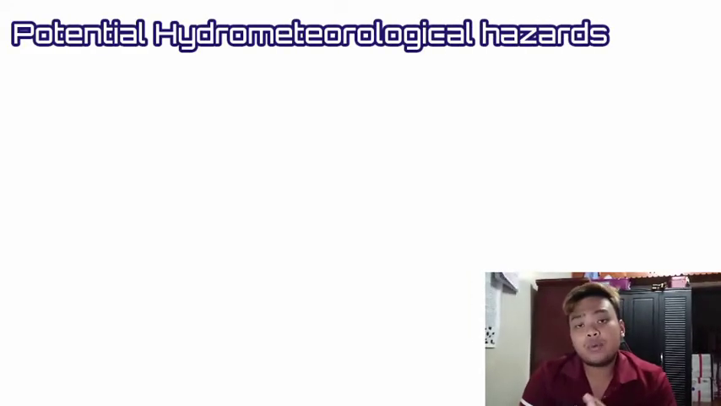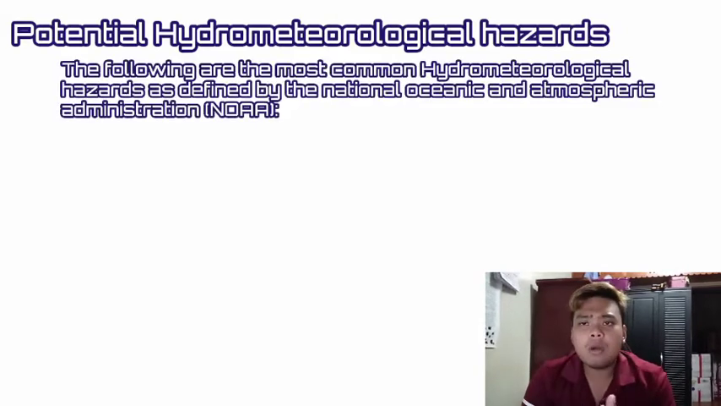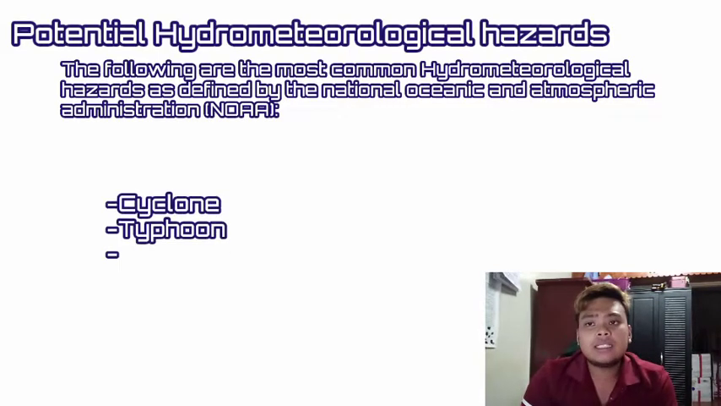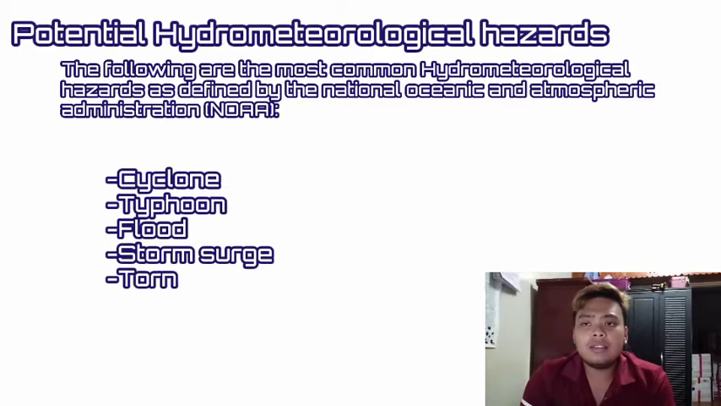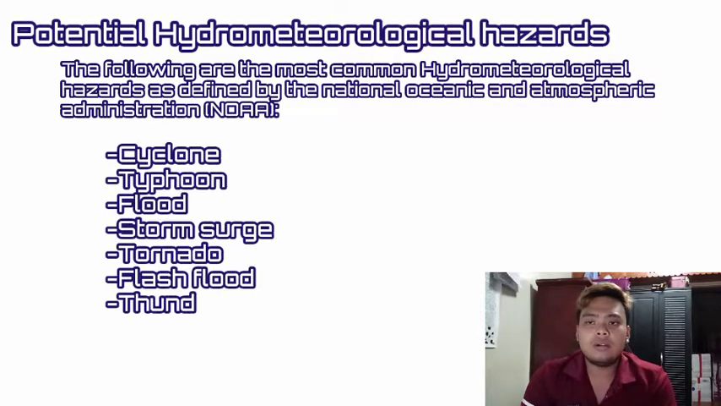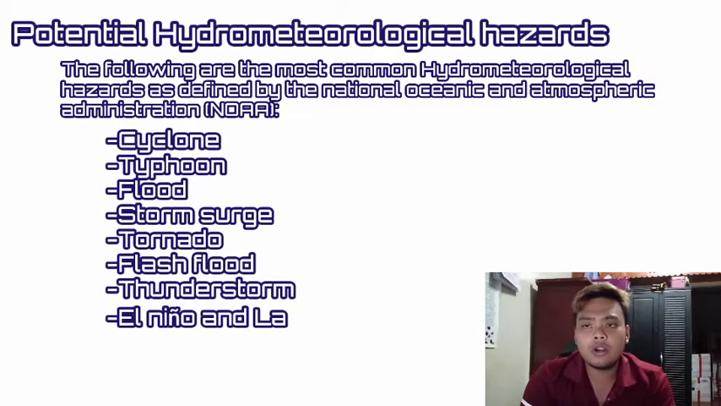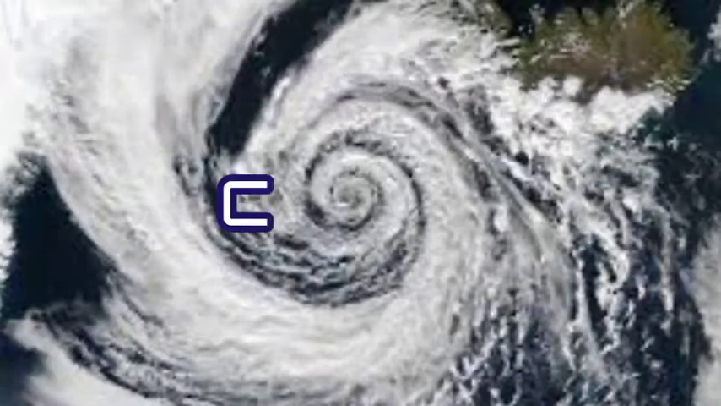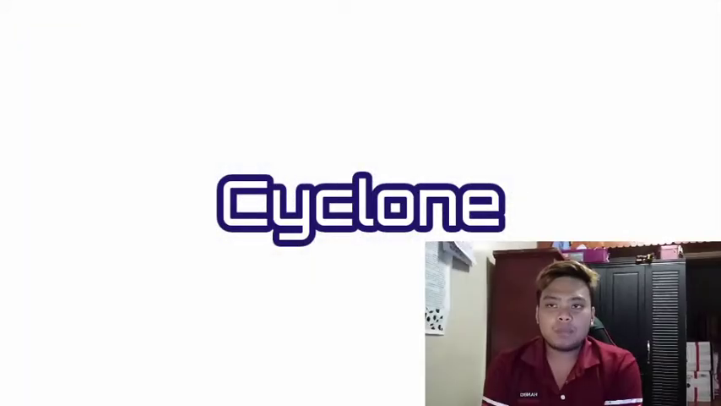These hydrometeorological hazards have different potentials, and the following are the most common ones as defined by the National Oceanic and Atmospheric Administration, or NOAA. Those are the cyclone, typhoon, flood, storm surge, tornado, flash flood, thunderstorm, and El Nino and La Nina. Let's start with the cyclone, a powerful spinning storm that contains strong wind and rain.